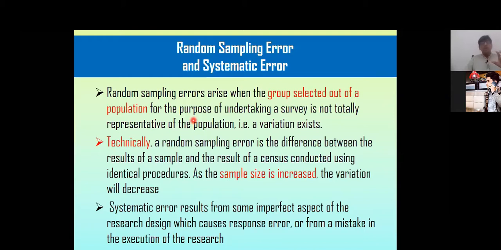If you are going to take your data from people who are not in your intended sample, here the random sampling error occurs. That means your sampling was not representative. Technically, we can say the random sampling error is the difference between the results of the sample and the results of the census conducted using the identical procedure. If you follow the same procedure to conduct the survey from your sample and from your census, whatever difference there is between them is called the random sampling error.